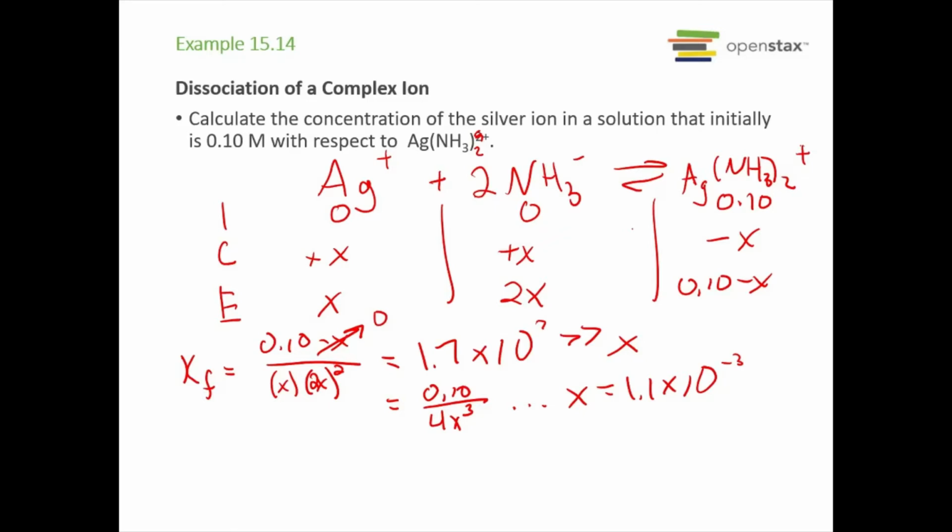This is a really small amount, so this also justifies using that assumption of x being much less than 0.10. That Kf tells us that it is. So now we have our amount of x, and we want to figure out the concentration of silver, so that's our concentration of silver. If we wanted the concentration of ammonia, we multiply it times 2, and if we wanted the amount of our complex, then we would take that away from 0.10.